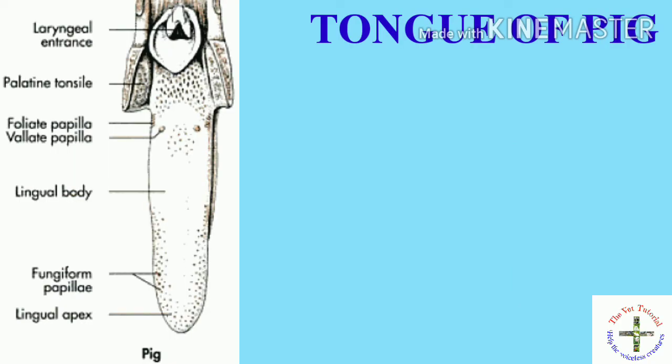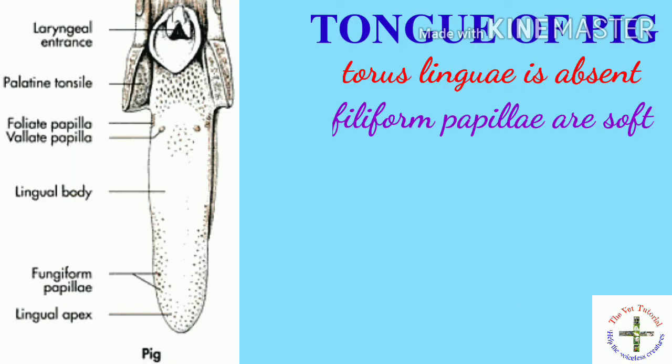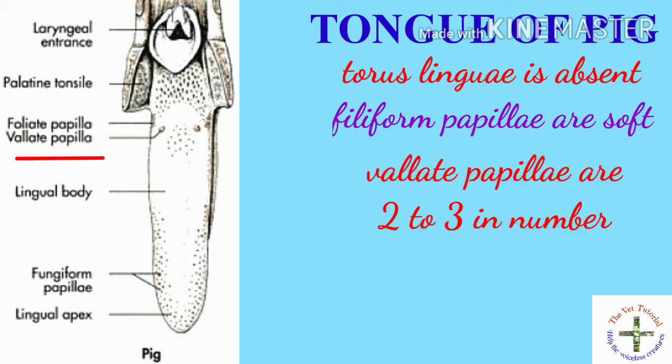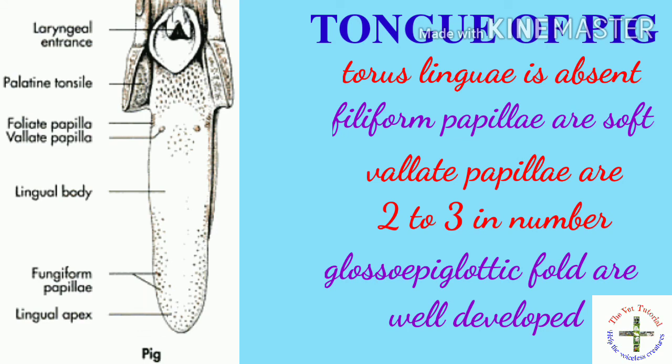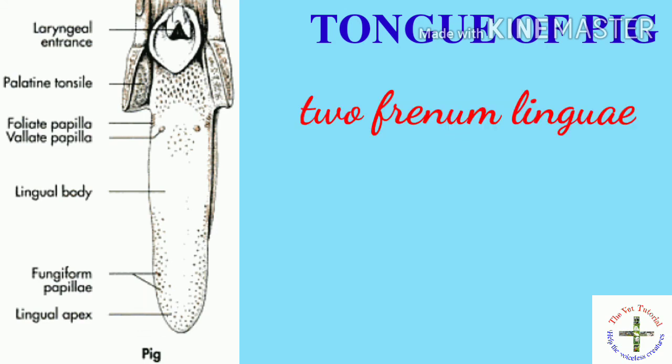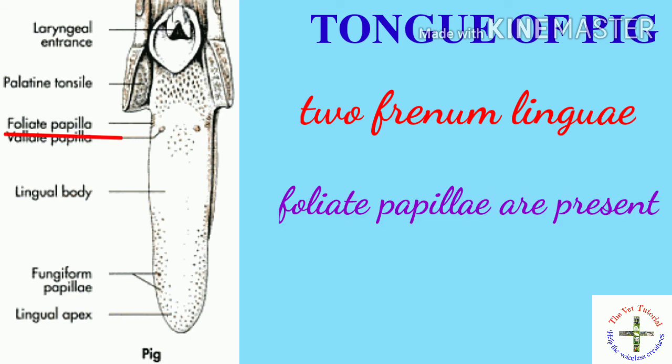And then let's study about tongue of pig. Torus linguae is absent and the filiform papillae are soft and the vallate papillae are 2 to 3 in number. Glossoepiglottic fold is well developed. There are 2 frenum linguae in this animal. Foliate papillae are also present.